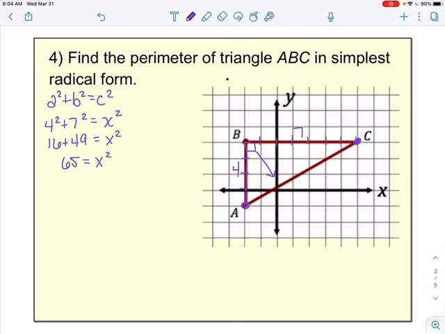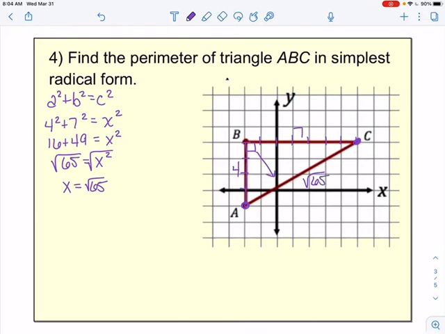The opposite of squaring something is taking the square root. The square root of x squared is just x, and I can't do anything with the square root of 65. Again, it says in simplest radical form. If I were to try to simplify radical 65, I'd be looking for a perfect square that's a factor of 65. There isn't one. So radical 65 is already in simplest radical form. So that's the length over here.